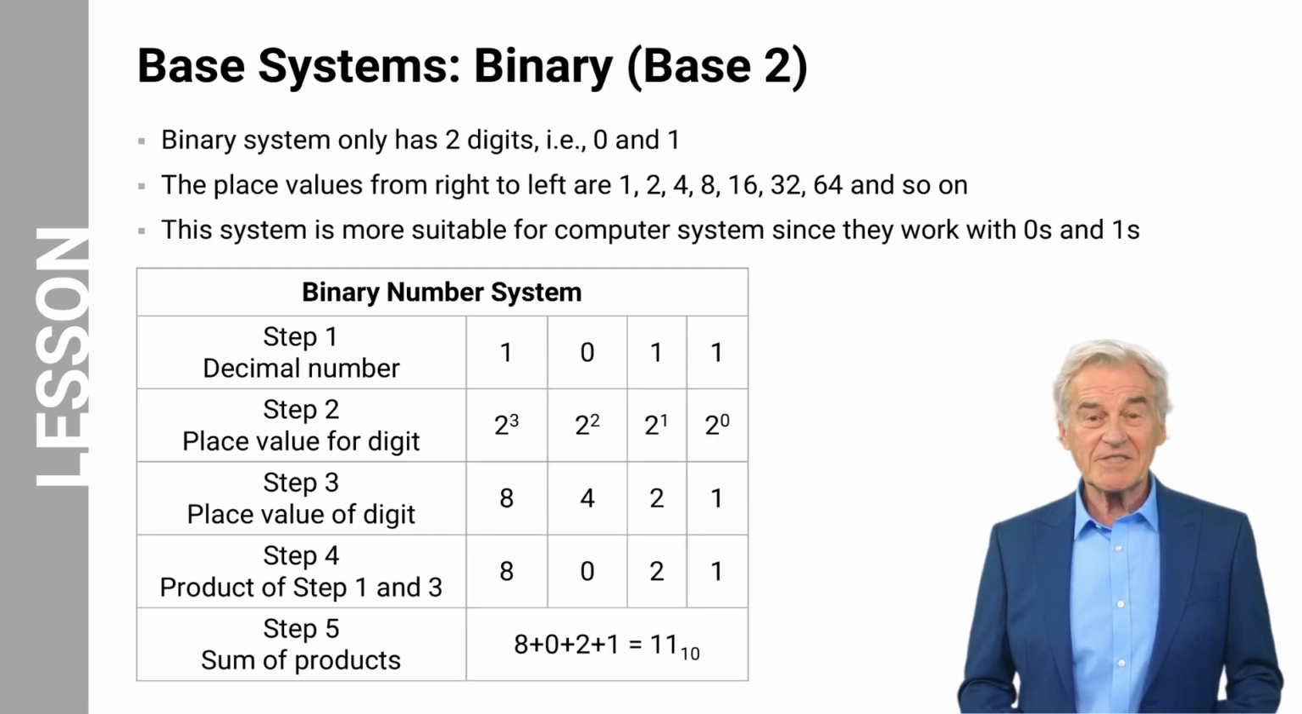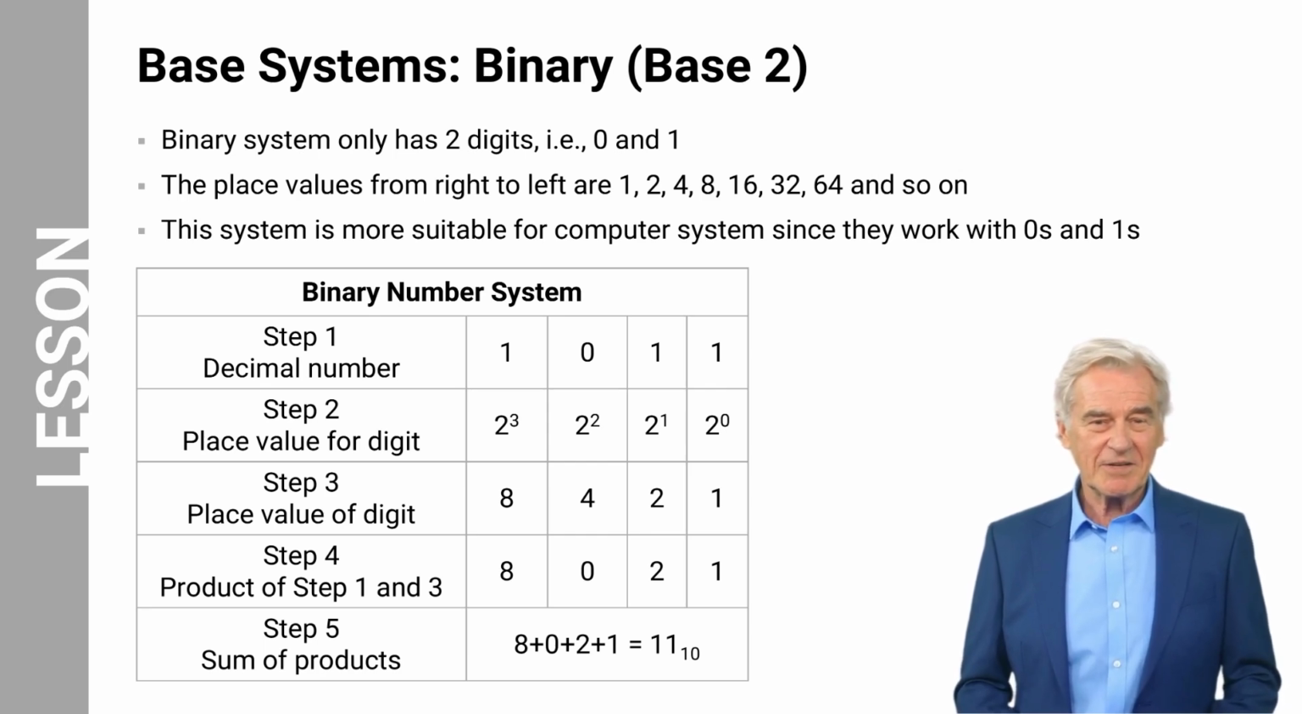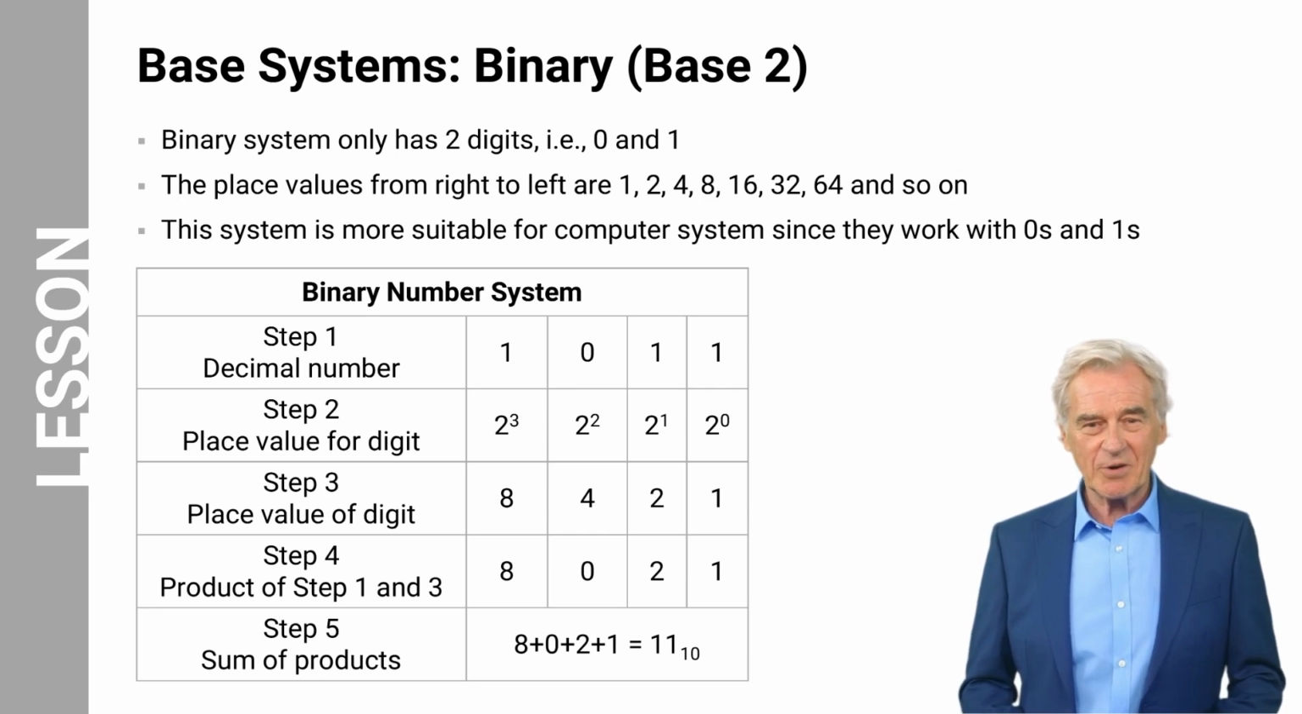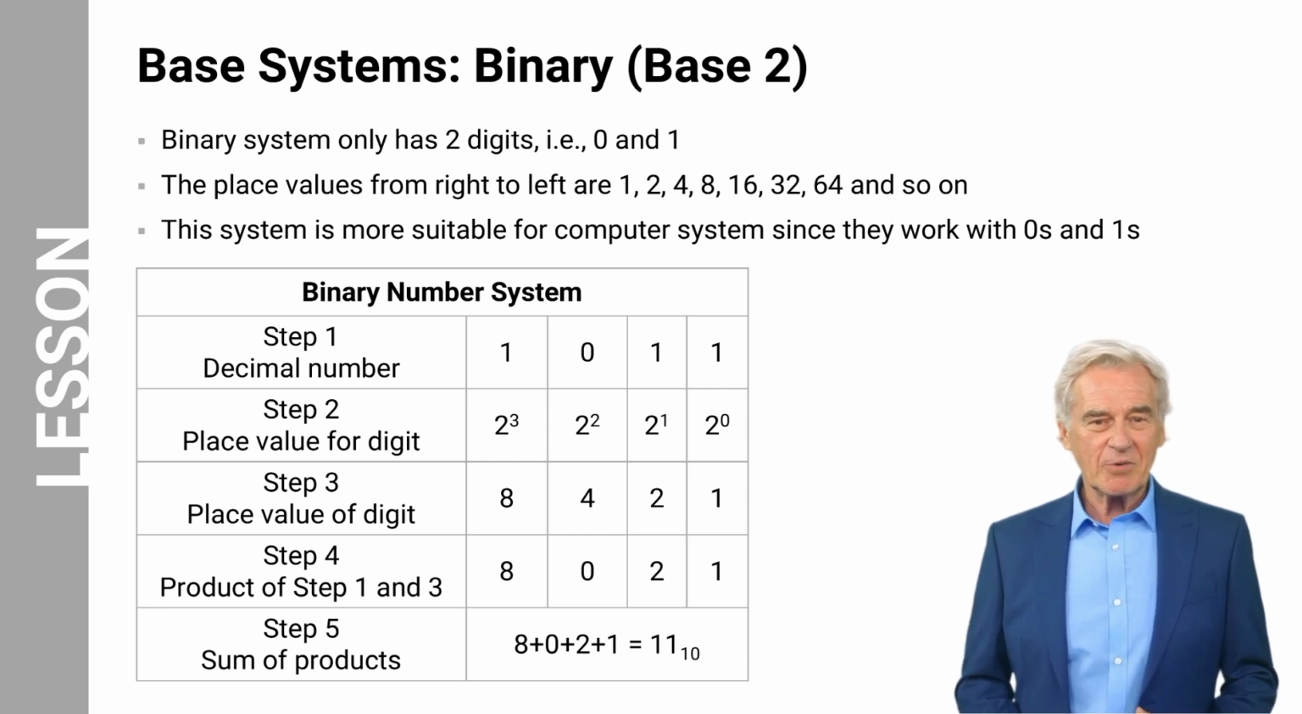Moving on, let's understand the binary number system and how to convert binary to decimal. The binary system uses only 2 digits, 0 and 1, making it ideal for computer systems that operate using on-off electrical states. In this example, we're converting the binary number 1011 base 2 to decimal. The conversion follows a systematic process.